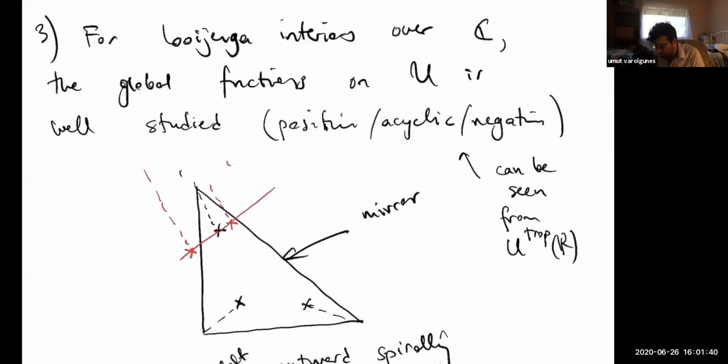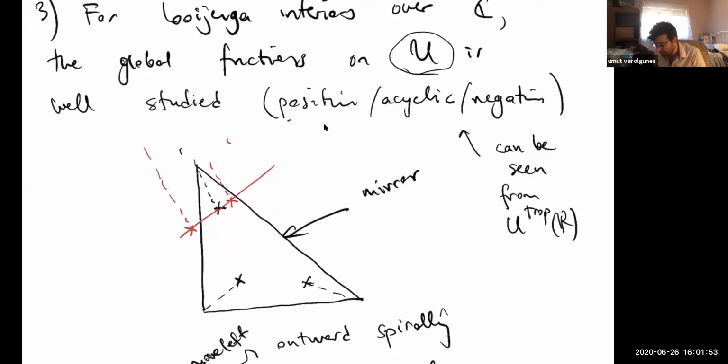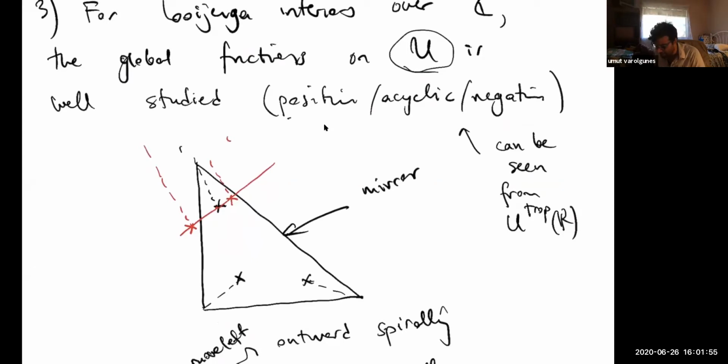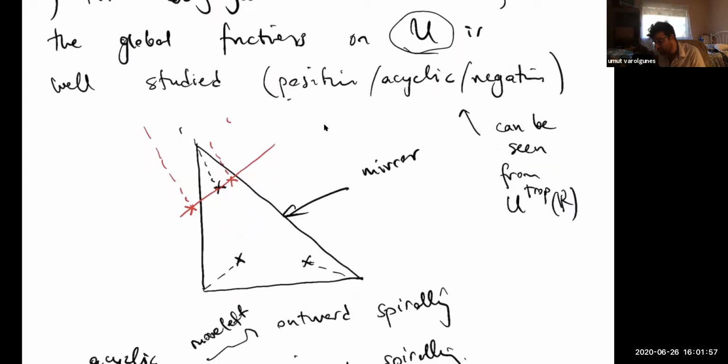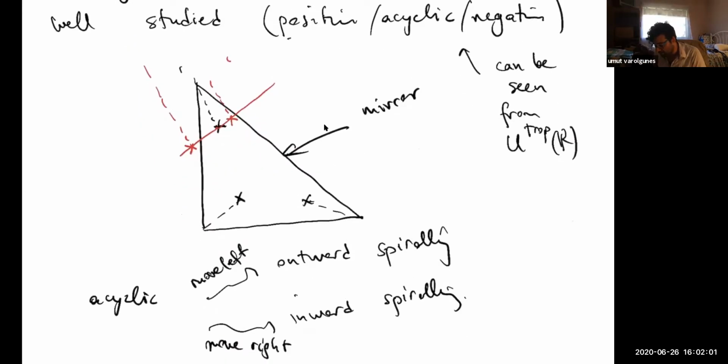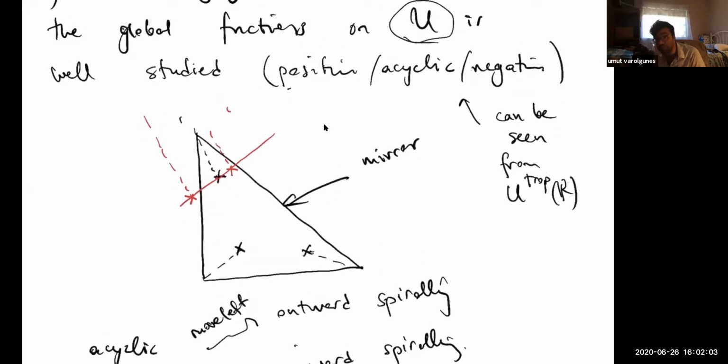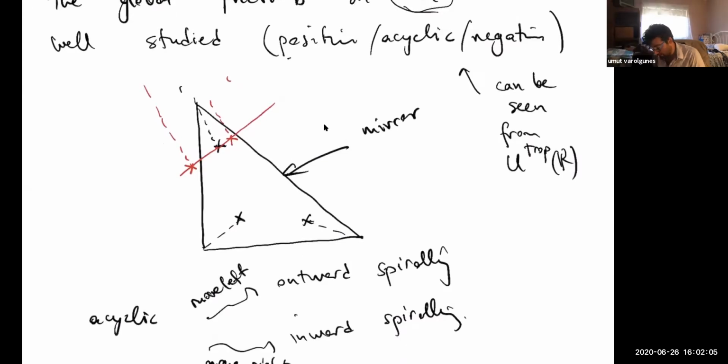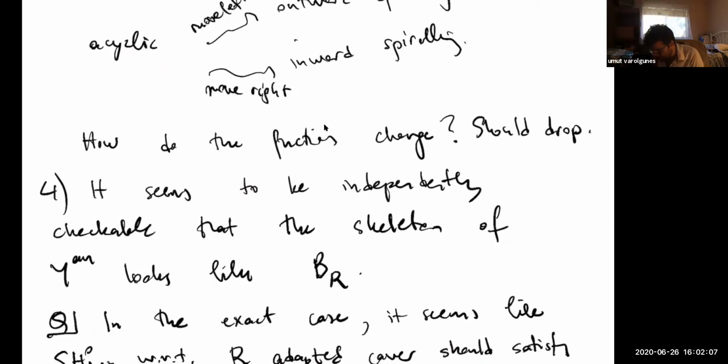And the global functions on what I described is well understood if my mirror was over C. This is a very nice story where there's some kind of positive case, acyclic case, negative case, and you can see which case you are in by looking at the integral affine geometry of the base. There's a very beautiful story, but I don't know how the story changes if you work over the Novikov field. And okay, since I started, I just finished.